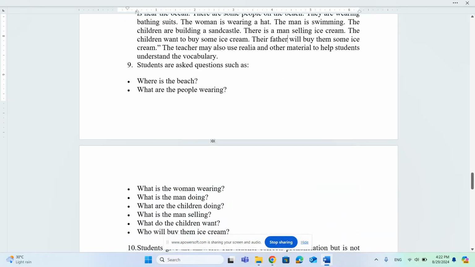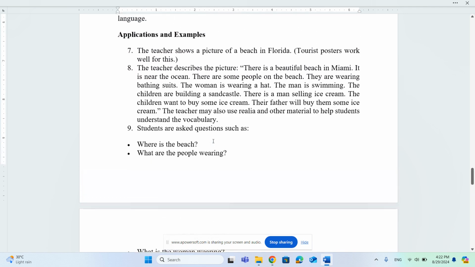Now let's go to the next subtopic, that is application and examples. Okay, how can we use it? First of all, what happens here is the teacher shows a picture of a beach in Florida. Okay, this application and examples I have copied here from the book of Norland and Pruitt, 2006. In that book also you will get this example.